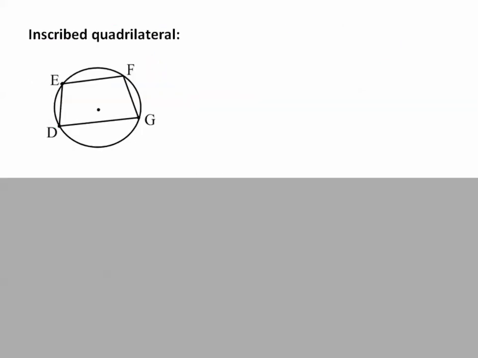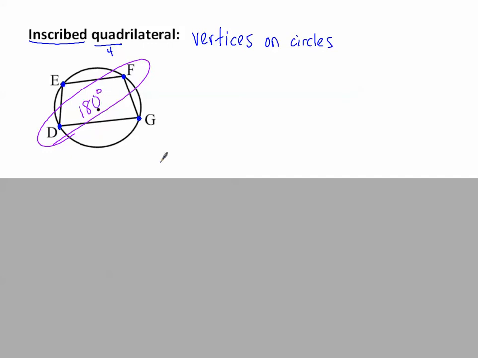And finally, inscribed quadrilaterals. Every time we see inscribed, we want to think about the vertex, or because it's a quadrilateral, 4 vertices are on the circle. See, vertex, vertex, vertex, vertex. Each vertex of the quadrilateral is on the circle. The main thing to remember about this is that the opposite angles add up to 180 degrees. They're supplementary. Opposite angles are supplementary.